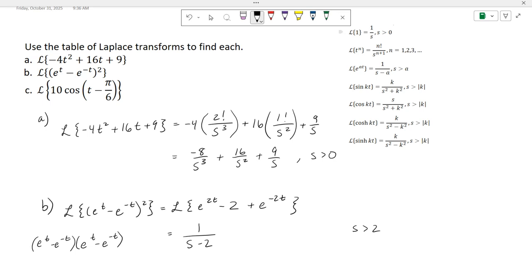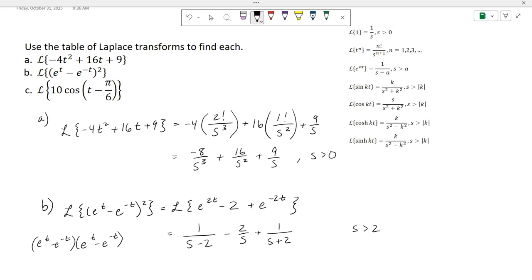For the negative 2, that's the top formula, Laplace of 1. So that's going to be minus 2 over s. And then for the last one, this time the a is negative 2. So we have 1 over s minus negative 2. So that's going to be plus 2.